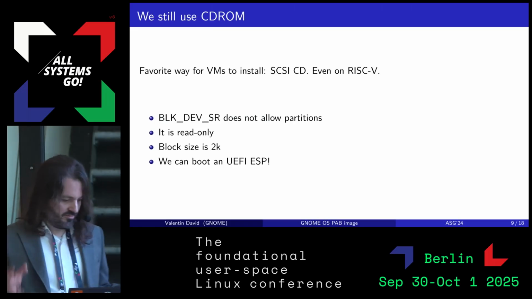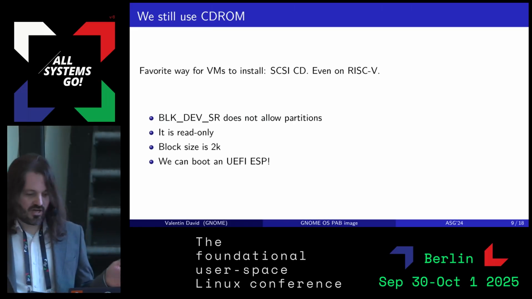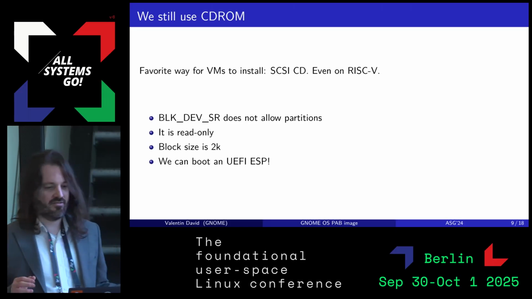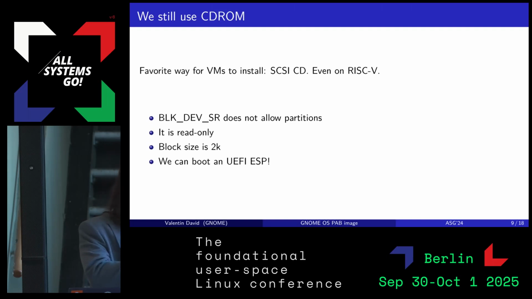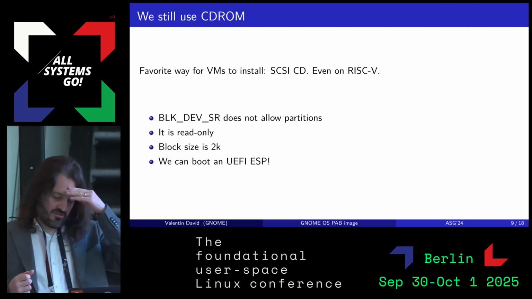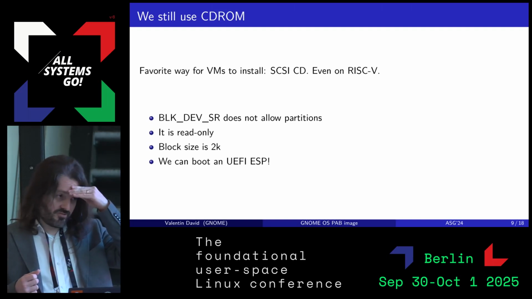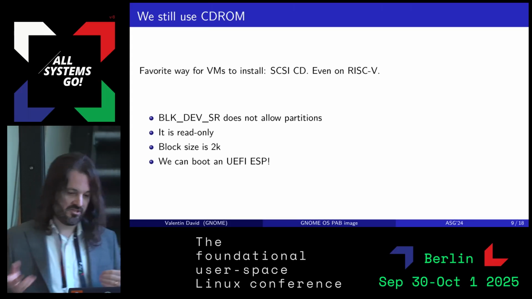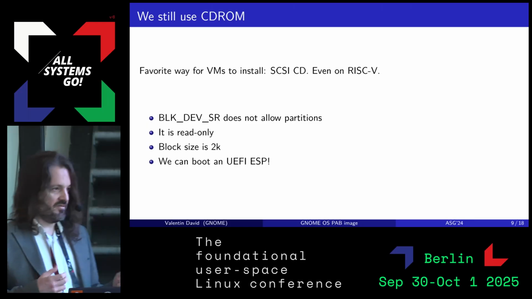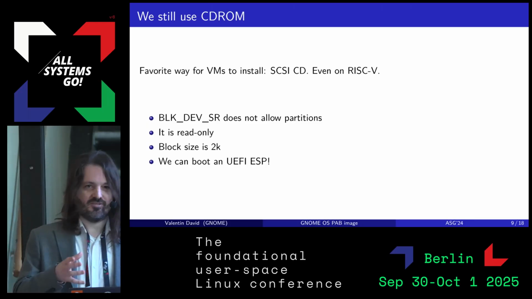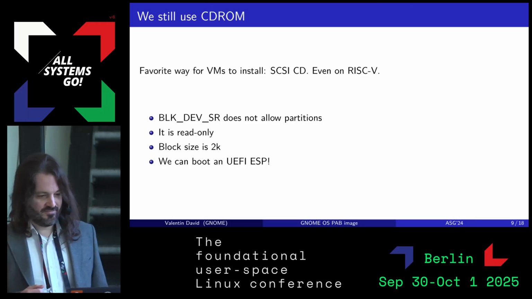First, we need to make a hybrid ISO, and there's a reason for that. The distribution is made to be able to boot on a VM, and most VMs, including GNOME Boxes, expect to have a CD-ROM, which is a bit weird. Even on RISC-V, you expect to have a virtual CD-ROM drive.